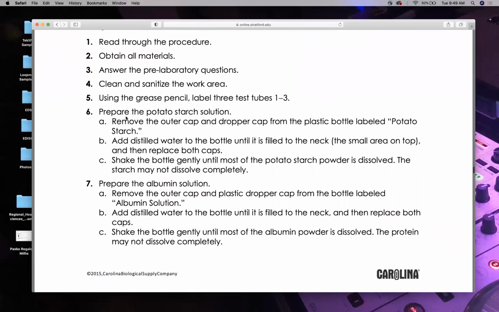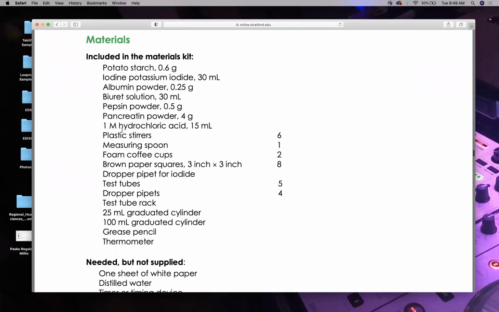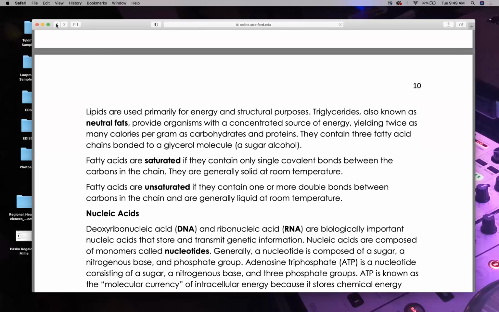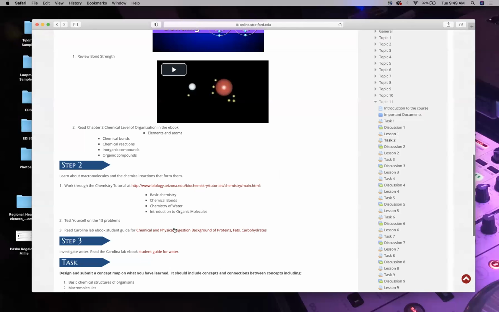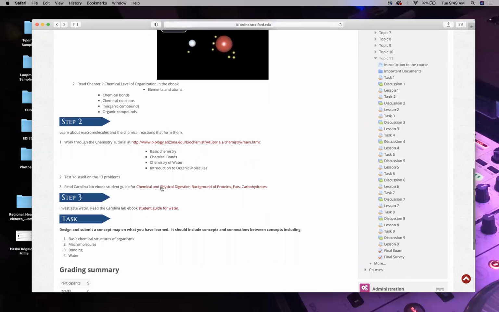As a side note, if we still had lab, we would probably mess with this, but other than that, use this as notes, and these notes are located here. Chemical and physical digestion background of proteins, fats, and carbohydrates, that's right here. So right now, we went through some chemical bonds. We also went through some macromolecules. That's the proteins, fats, and carbohydrates. We already went through some bonding, okay?